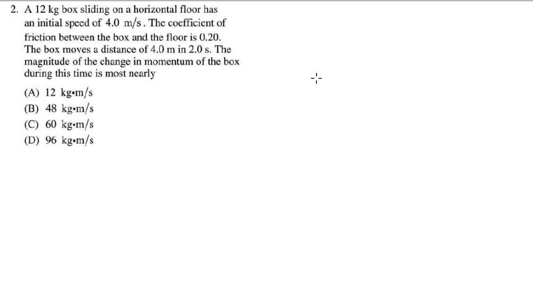So we want to find the change of momentum. The change of momentum is equal to the impulse, right? When you have a force acting on an object for a certain amount of time, that will cause a change of momentum. That's called the impulse. And impulse is basically just given by force times time.